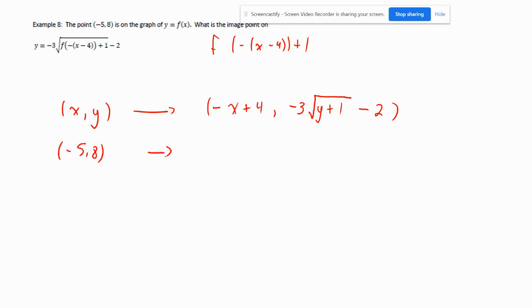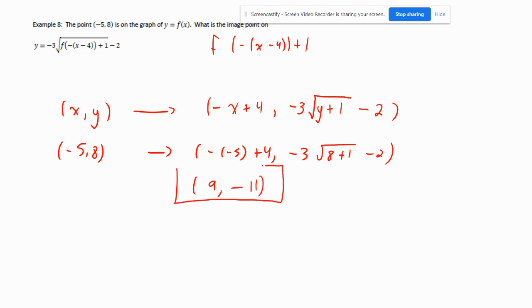Now we're going to take this for the point negative 5, 8. It is going to become: negative 5 is 5, plus 4 is 9. 8 plus 1 is 9, square root of 9 is 3, times negative 3 is negative 9, minus 2 is negative 11. All right, so this would be the image point for this question over here.